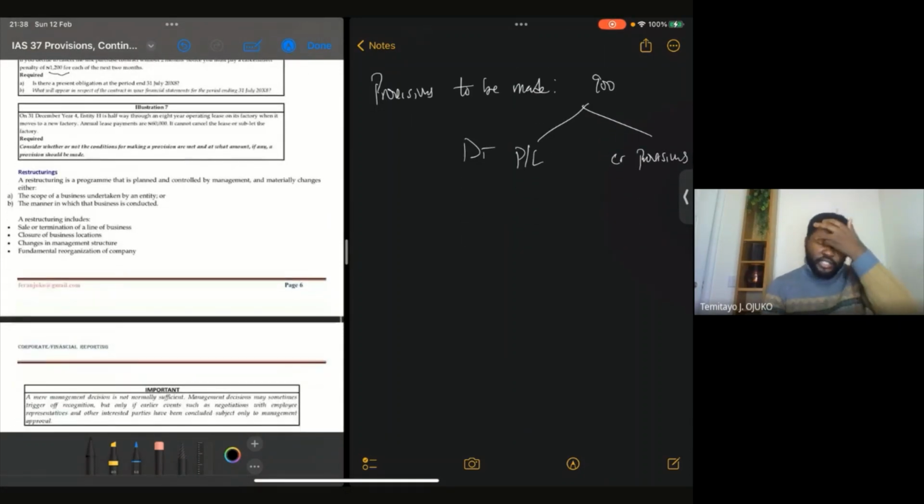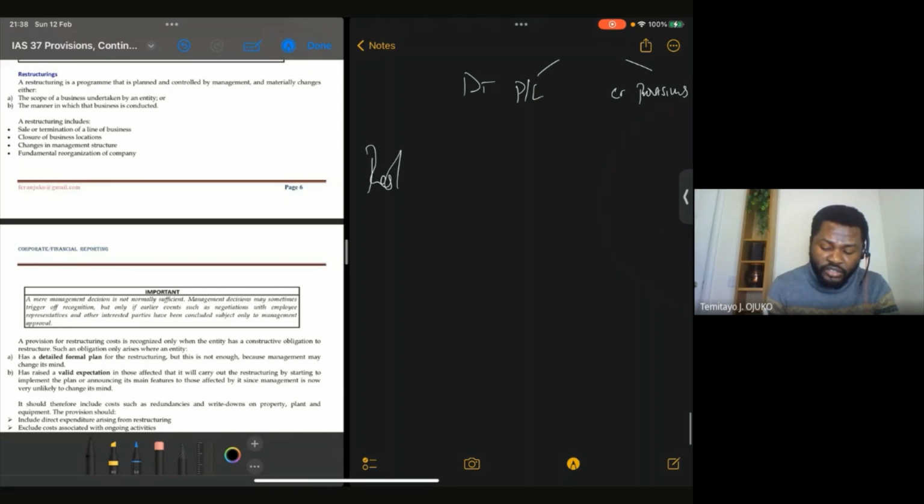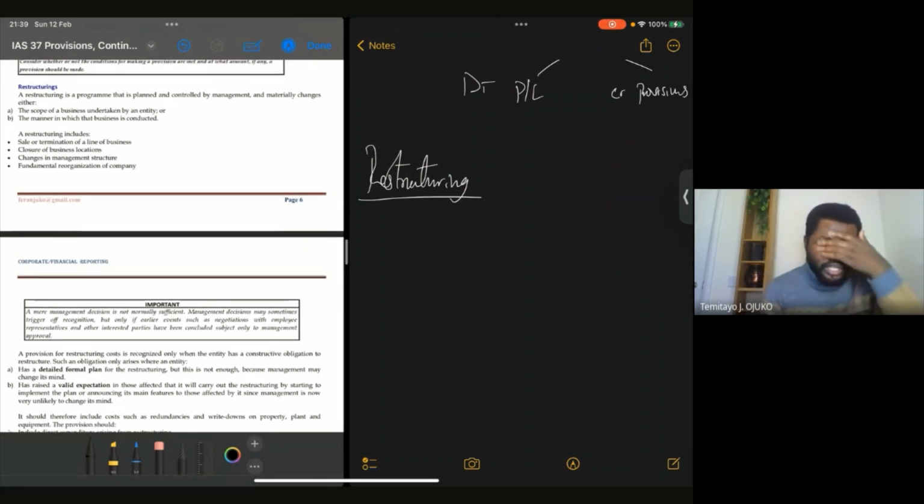So yeah, this takes me straight to the next item we're going to be looking at, which is restructuring. Now, restructuring is another bit that I would like us to look at because it is a bit technical, and you need to be careful when you talk about restructuring. In restructuring, you must have some criteria in addition to the first three criteria for provision. For example, you must have a detailed formal plan. Let's just go to the note and we can see what that is.